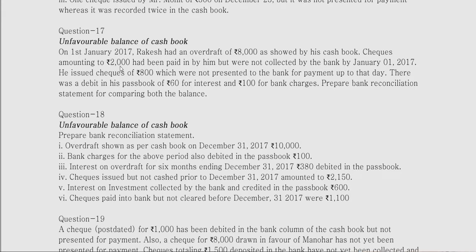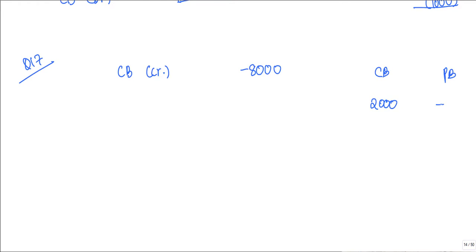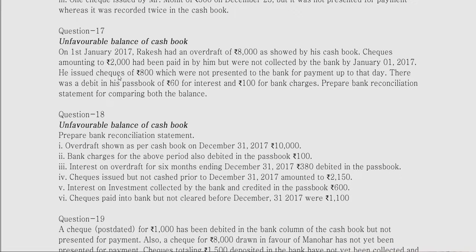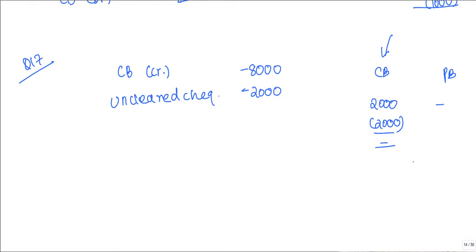Okay, checks amounting to 2000 had been paid by him but were not collected. When we say paid into bank, it means we are just expecting a deposit, so they were not collected. 2000 were expected here but not here, so we'll just subtract 2000 from here so that both sides can become equal, because cash book is the starting point. So we'll subtract 2000 here. Uncleared checks. Next point is he issued checks of 800 which were not presented to the bank up to that date. So 800 was the expected deduction, nothing was mentioned here, so 800 will be added.